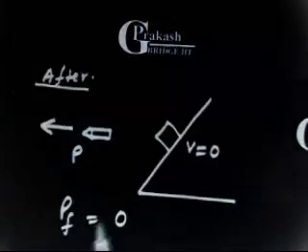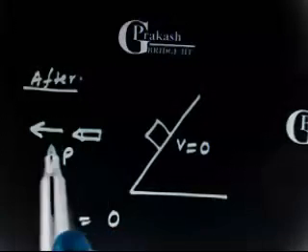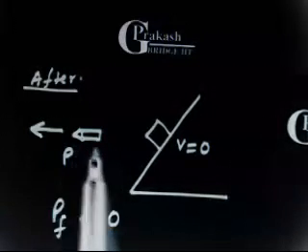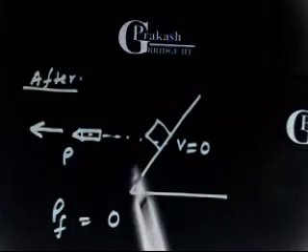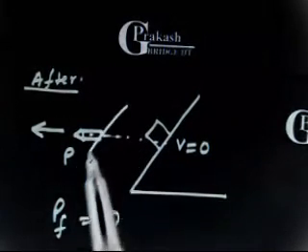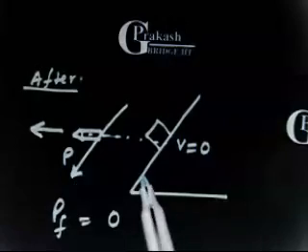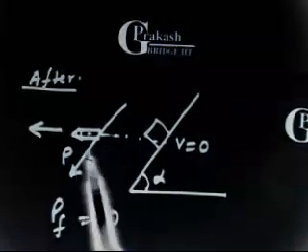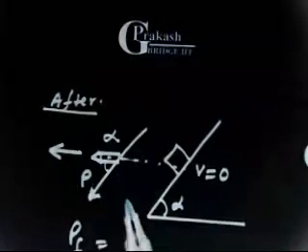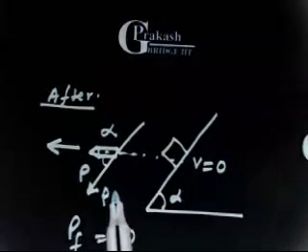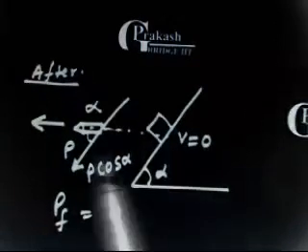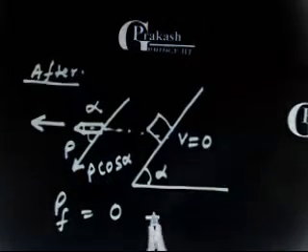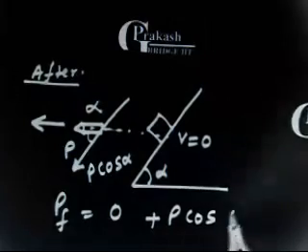Momentum of this is 0, but momentum of this is p, and this is in the horizontal direction. I need momentum in the direction of the incline. If I convert this into this direction, this angle is alpha, so this angle is also alpha. So this will be p cos alpha. So in this direction momentum is p cos alpha. Momentum of this is 0, momentum of this in the direction of the incline is p cos alpha.